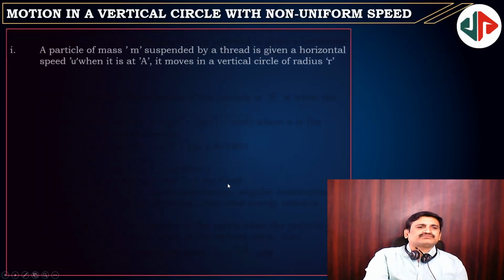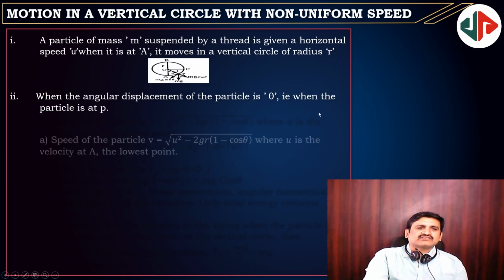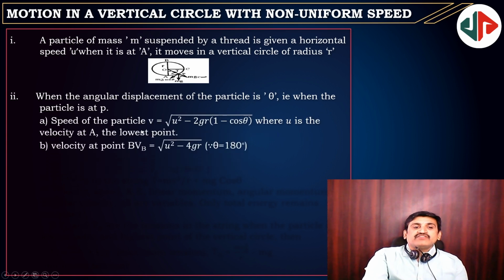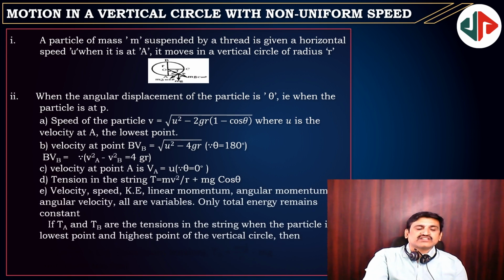That is the sense. A particle of mass m suspended by a thread is given a horizontal speed u, radius r. Then speed v at any position is square root of u square minus 2gr of 1 minus cos theta, where u is the velocity at the lowest position. And at 180 degrees, square root of u square minus 4gr. And velocity at point A, that is the lowest position, is u only. And tension at any position is mv square by r plus mg cos theta.